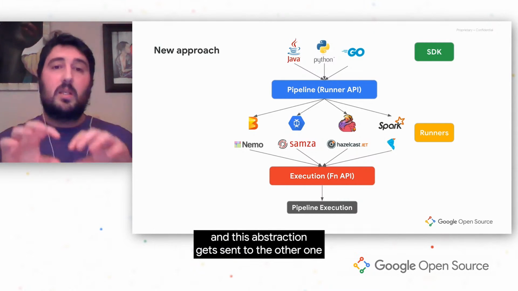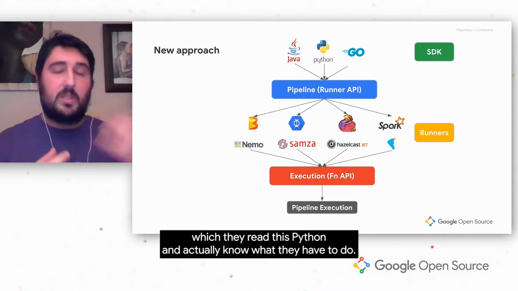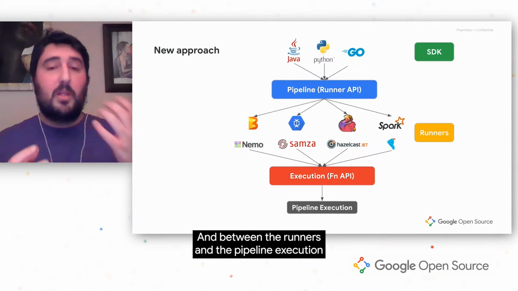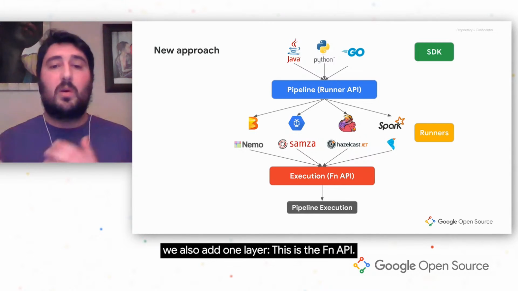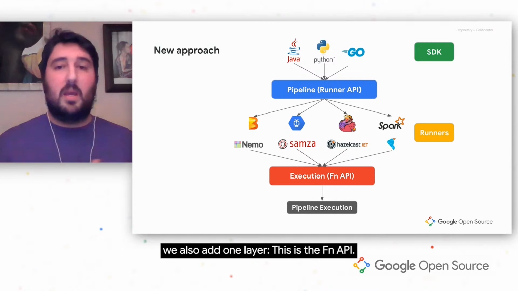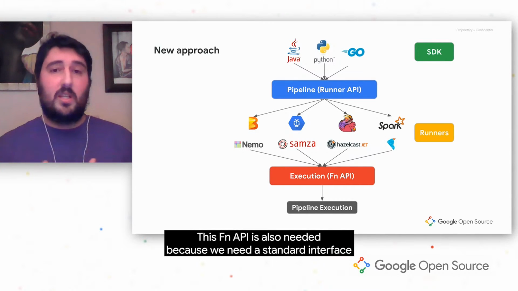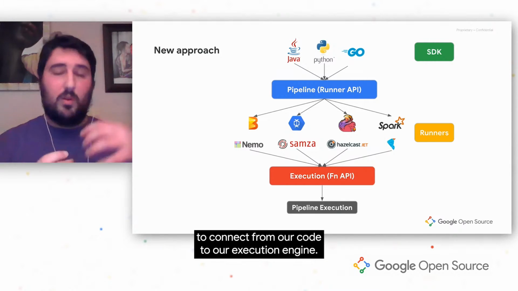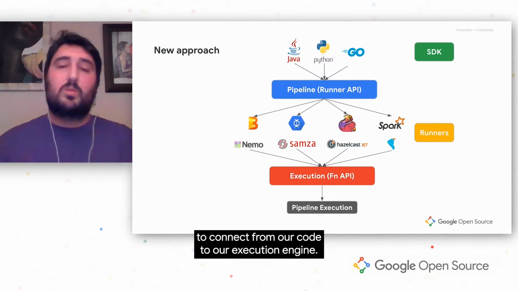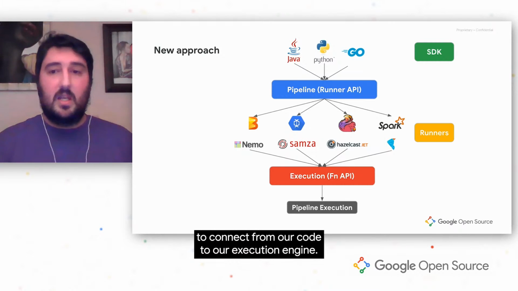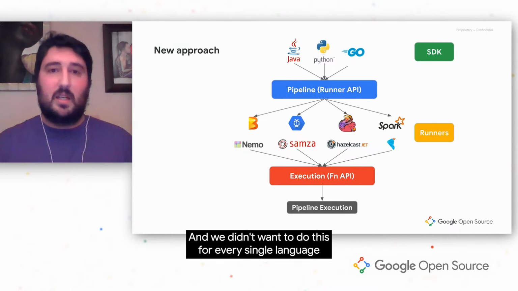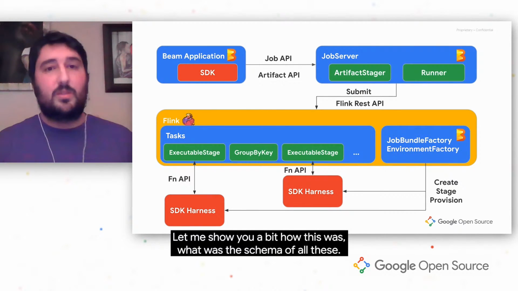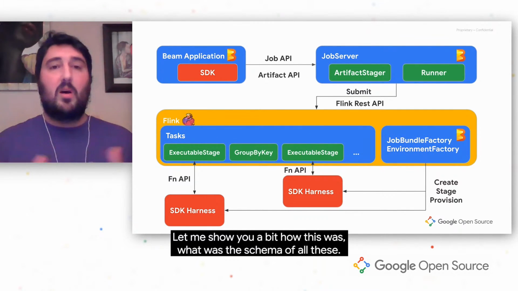This abstraction gets sent to our runner, which reads this pipeline and knows what it has to do. And between the runners and the pipeline execution, we also add one layer. This is the Fn API. This Fn API is needed because we need a standard interface to connect from our code to our execution engine, and we didn't want to do this for every single language and every single runner. Let me show you a bit how this works. What's the schema of all this?